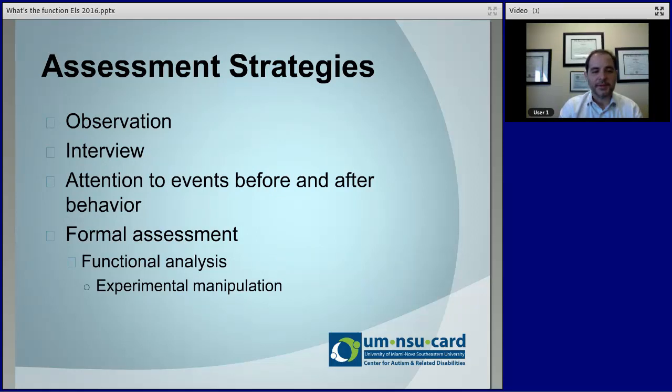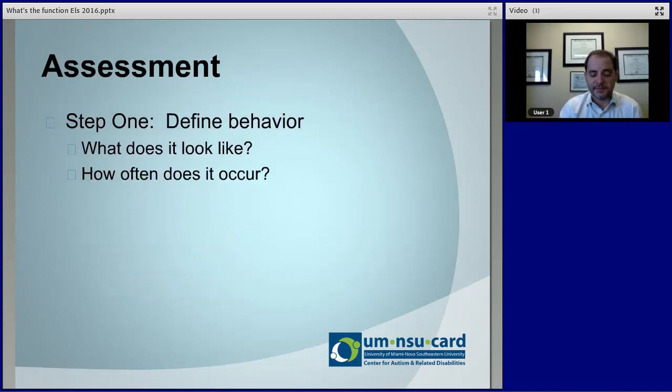So we start off with the observations, we start off with the interviews, and in the observations, we're literally going to go and take a look at the environment. When we take a look at the environment, we're going to learn a lot of things. And then we're going to conduct interviews with the relevant folks, whether it's the parents or the teachers at school. And in the most formal assessment, and that's when we refer to it as a functional analysis, when we actually do the formal assessment, we might even do, like I said, the experimental manipulations.